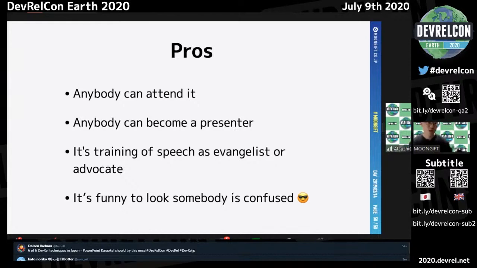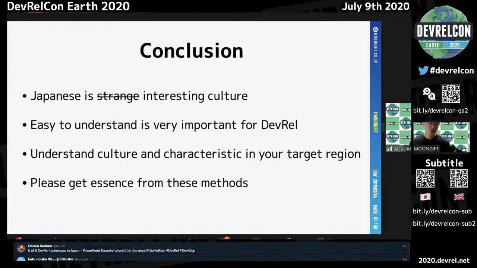So, summary. This time, I showed 6 brand new DevRel majors in Japan: Manga, Techbook Fest, Advent Calendar, Mokumoku-Kai, VTuber, and PowerPoint karaoke. It is important for DevRel to communicate in an easy-to-understand way what your technology is. So Manga and VTuber are useful for the purpose. And this is not only a Japanese story. You should understand and respect other regions' developers and culture. It's the best way to succeed in your developer relations.